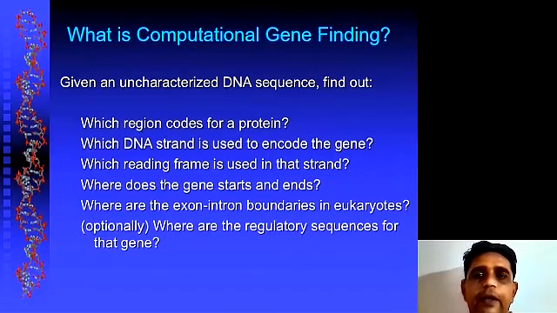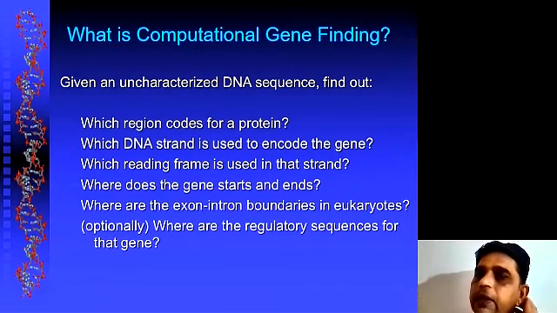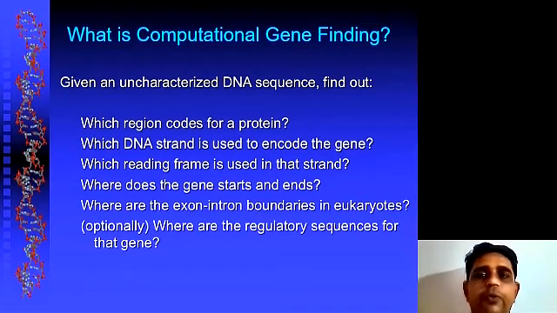Given an uncharacterized DNA sequence, find out which region codes for which protein. That is the fundamental question we try to find out. Which DNA strand is used to encode the genes? We have two strands, so out of the two, which strand is utilized? Which reading frame is used in the strand? As we have seen earlier, there would be six reading frames: plus one, plus two, plus three, and minus one, minus two, and minus three.